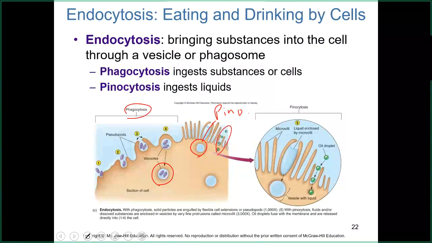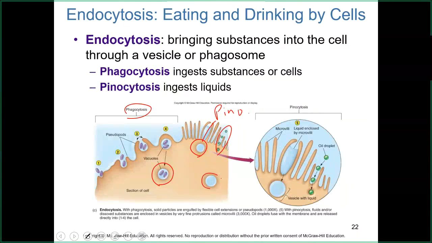Now, do they come in by way of the formation of a vesicle? Well, not always. In fact, what happens with these oil droplets is they literally just sort of melt into the phospholipid bilayer of the membrane because they are very similar chemically to one another. So they can just come on in.